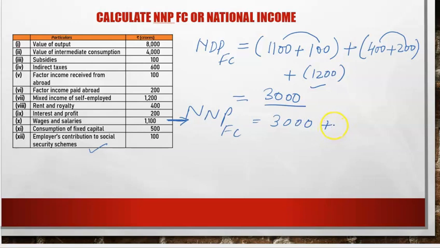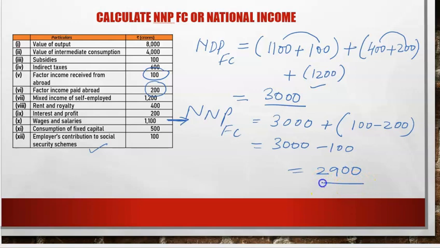NFIA सर्च करते हैं हमारे क्वेश्चन में. फैक्टर इनकम रिसीव्ड फ्रॉम अब्रॉड इज 100 and factor income paid abroad is 200. So NFIA का अपना फॉर्मूला होता है FIFA minus FIFTA. सब चेक करेंगे यहाँ पे. FIFA है हमारा 100, factor income from abroad, and FIFTA है हमारा 200. So 3,000 minus 100 is our national income. So I told you, in such questions, national income is less than the domestic income when NFIA is negative. I hope you understood this.